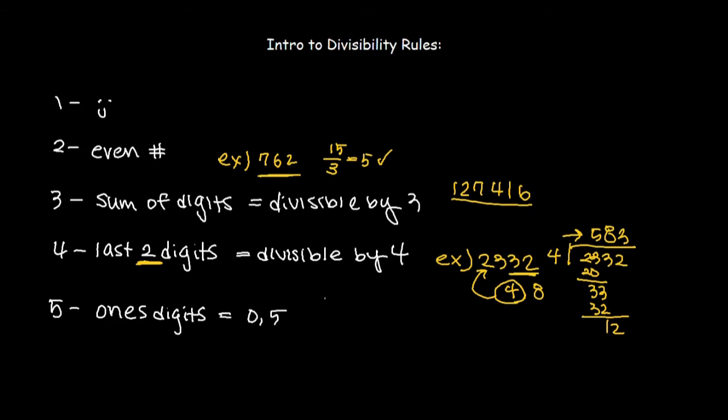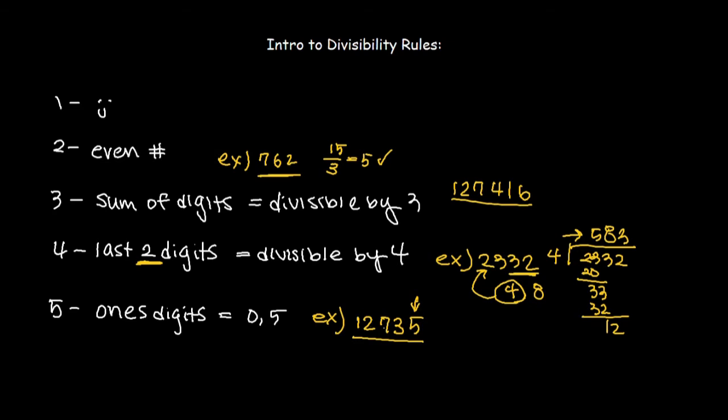So numbers like, for example, 12,735. Is this divisible by 5? Yes, it is, because it ends in 5. You don't even have to look at the other numbers.